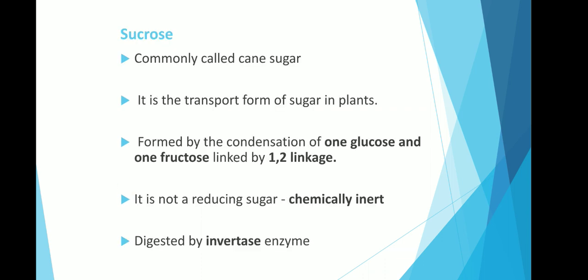It is commonly called cane sugar. It is the transport form of sugar in plants. It consists of one molecule of glucose and one molecule of fructose, which are linked by 1,2 glycosidic linkage. Okay. And it is chemically inert. It is not a reducing sugar, so it is chemically inert.